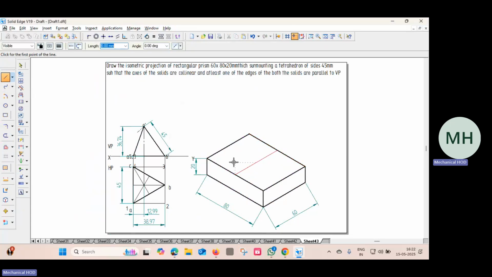Now again, on this we have to keep a tetrahedron. This is the tetrahedron 1, 2, 3, 4. First, we have to make a box of 1, 2, 3, 4. That is 38.97 and 45. Go to line command. Type here 38.97 and angle is 30. Then 45, angle is 150.